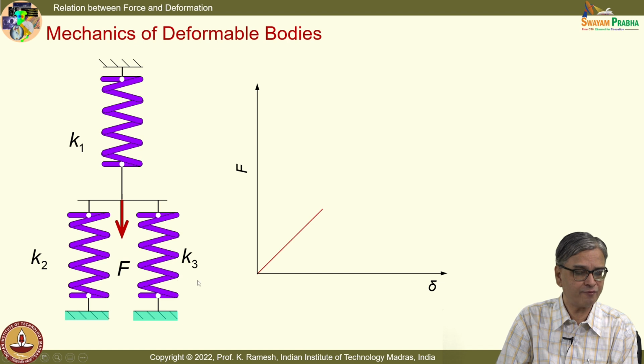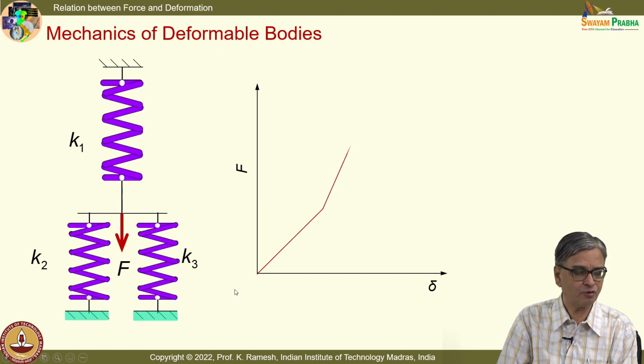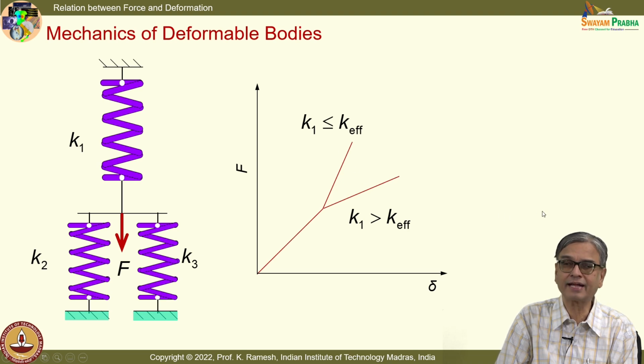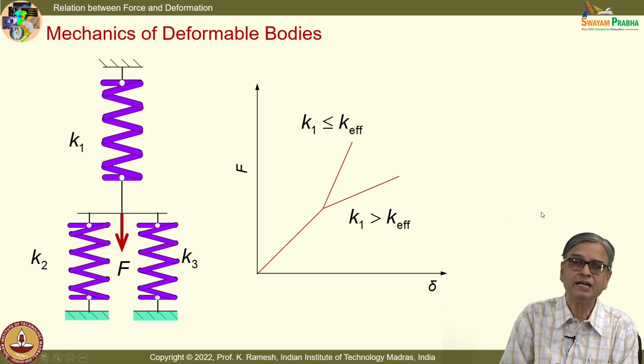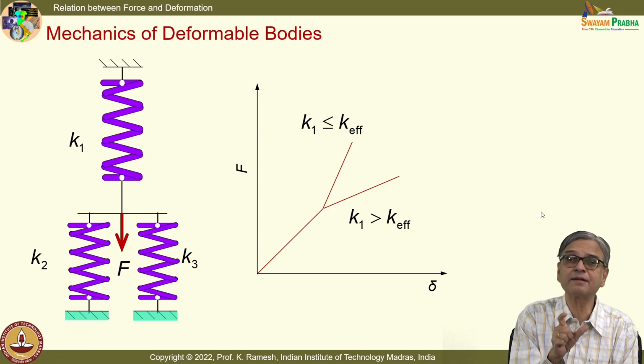So, here I have 2 springs in parallel. So, now this is getting compressed. So, there are 2 possibilities that can happen. The K effective is, K1 is less than K effective and K1 is greater than K effective. Then you can have a diagram like this. It is still linear in segments.